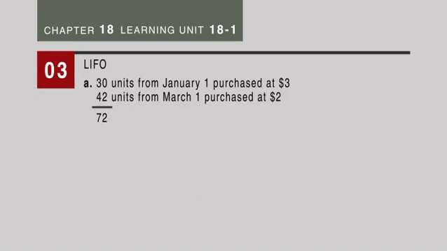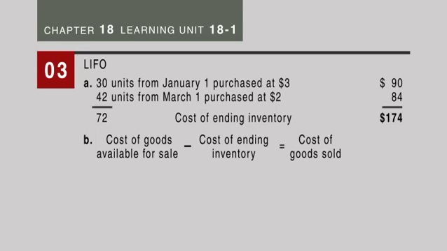We take the 30 units from January times $3 equals $90. The 42 units from March times $2 equals $84, and our cost of ending inventory is $174. To calculate the cost of goods sold, we still have the cost of goods available for sale of $630. We subtract out the cost of ending inventory of $174 that we just calculated, leaving us with the cost of goods sold of $456.